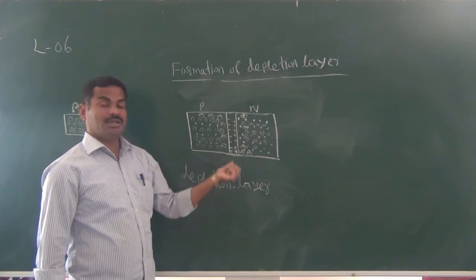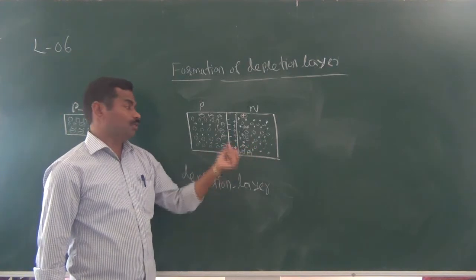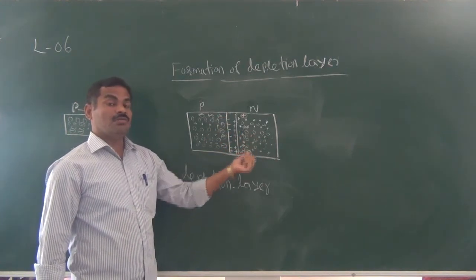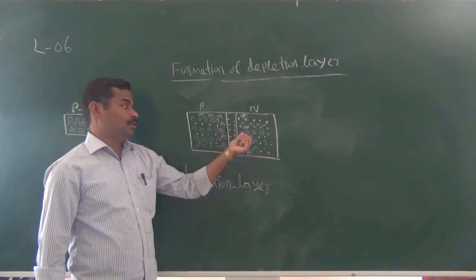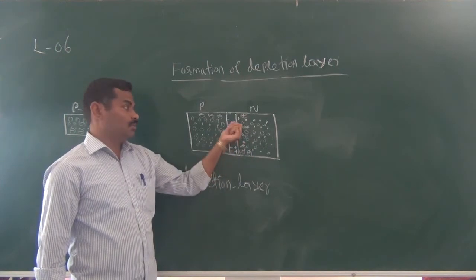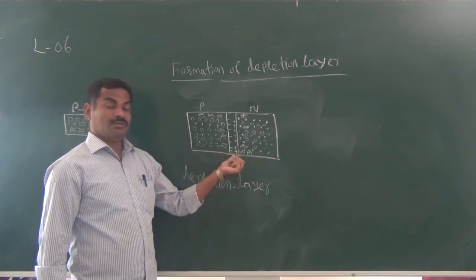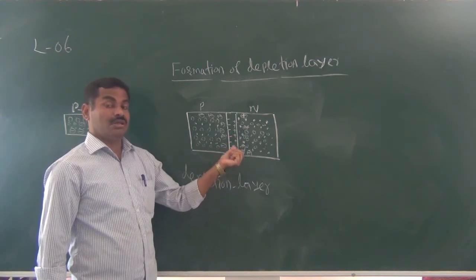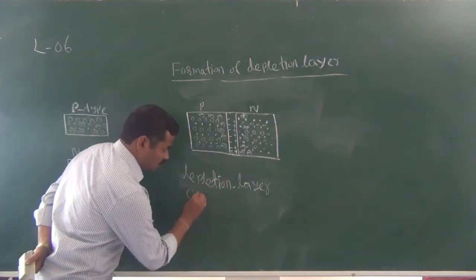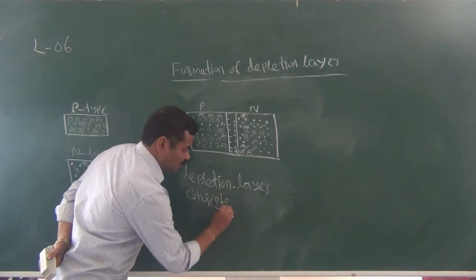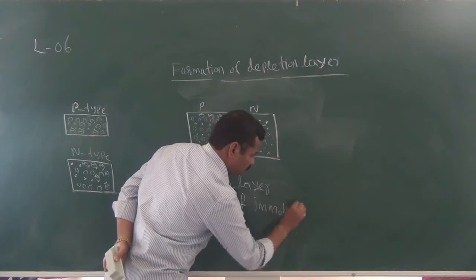How can we form this layer? Because as I said, electrons are moving, no doubt. The holes are moving, no doubt. But what about these positive and negative ions? They are not moving. They will be uncompensated. Because of these positive and negative ions, they will create some layer. This layer is called the depletion layer. The important thing is, in this layer we are not having any mobile charge carriers. They are called immobile ions. The depletion layer consists of immobile ions.